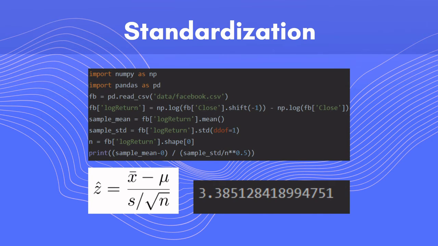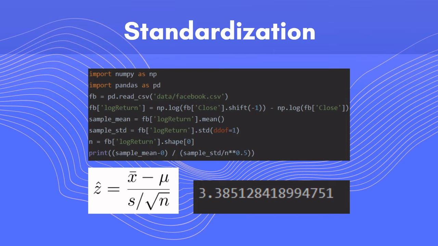Okay, for the next step, we can compute z hat using Python. We will first talk about how to find z hat. First, we have to find the sample mean and standard deviation using the log returns. Then we can find z hat using the formula. When we print the result, we can see it is about 3.385, which is quite a lot greater than 0.